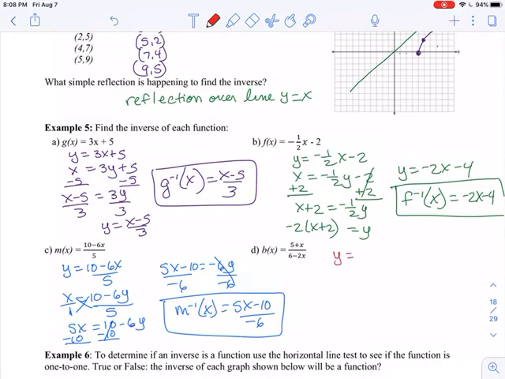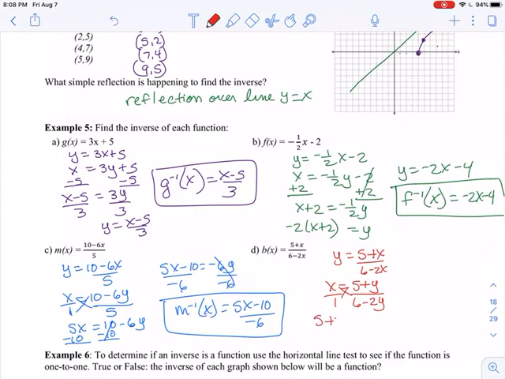So D, I have y equals, D is actually going to be tricky. y equals (5 plus x) over (6 minus 2x). Because when I switch the x and the y, I'm going to have two y's. So that's the tricky part here. So I have x equals (5 plus y) over (6 minus 2y). Okay, I'm going to put a 1 under here, and I'm going to cross multiply just like I did before.